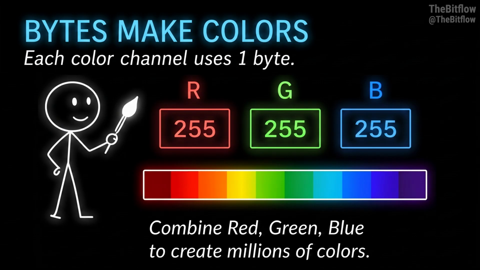What about colors? Computers build colors using 3 channels: red, green, and blue. Each color channel is stored using 1 byte. That means each channel has 256 brightness levels. When those channels are combined, they create over 16 million different colors. That's how every photo, game, and video gets its vibrant appearance.